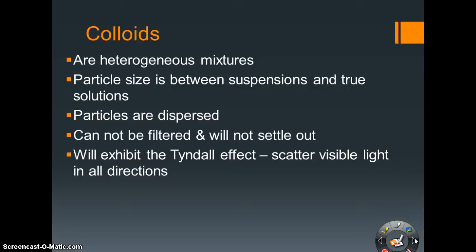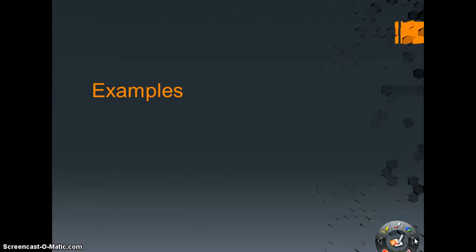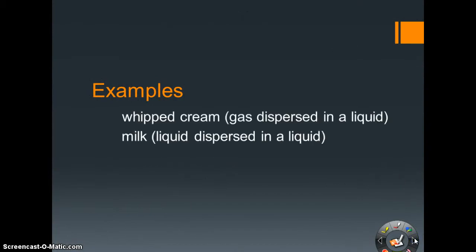You can almost think of fog as a colloid. It's water particles suspended in air. Those particles are dispersed throughout the air wherever the fog is, and it's going to scatter your light. Some other examples: whipped cream, where you have a gas dispersed inside of a liquid.